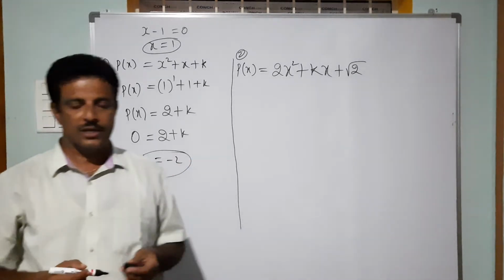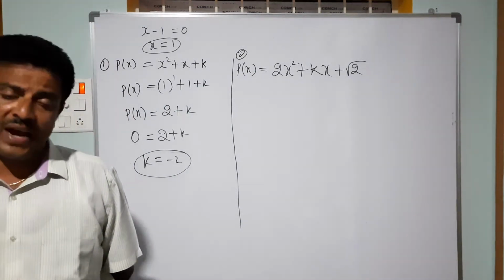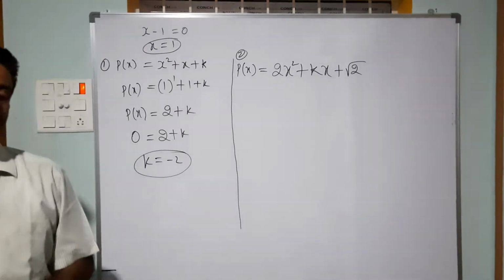Did you understand this one? In this type of problem, use only the factor. What type of factor is here? x minus 1 is equal to 0. Write it down.